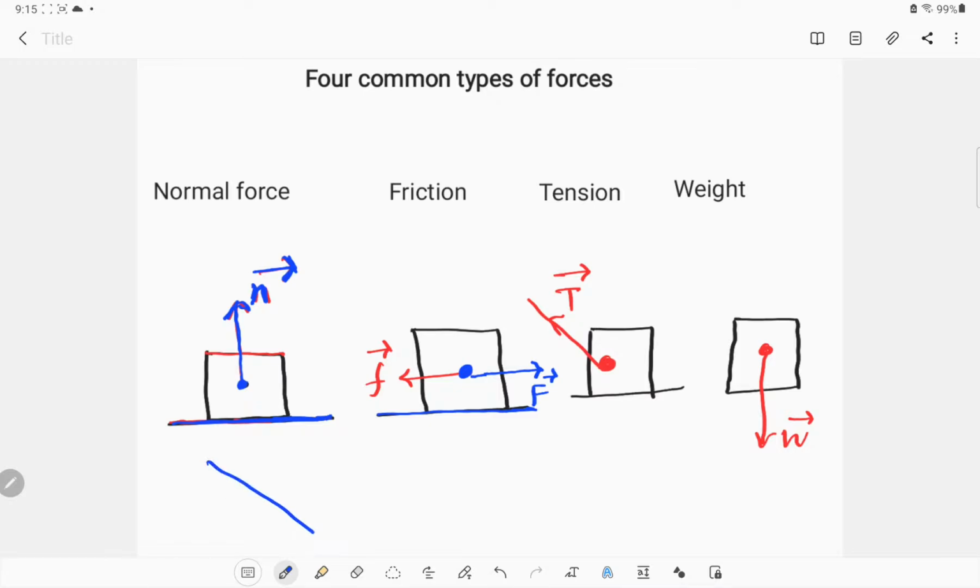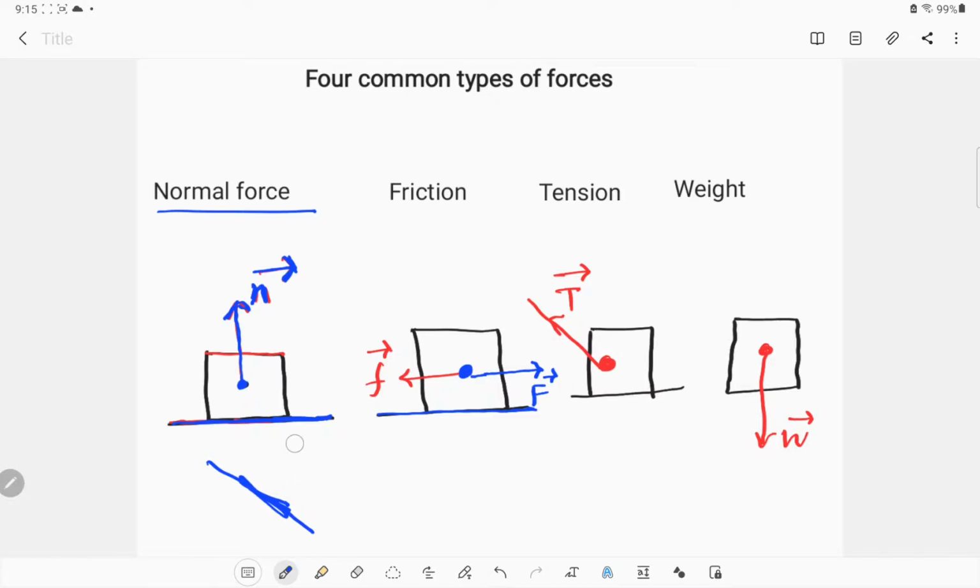If the surface is slanted, and you put a box right here, your normal force will be perpendicular to the surface. This is the surface, that's why it will always be normal to the surface. That's why the name is normal force.